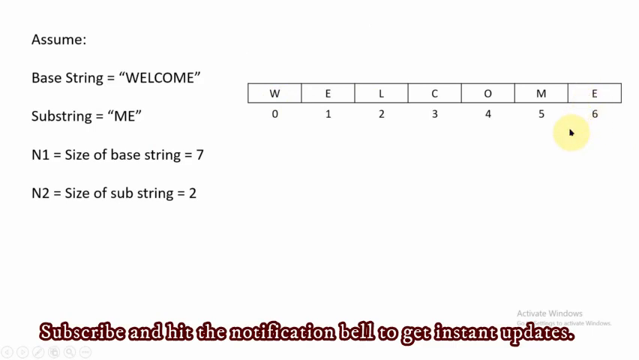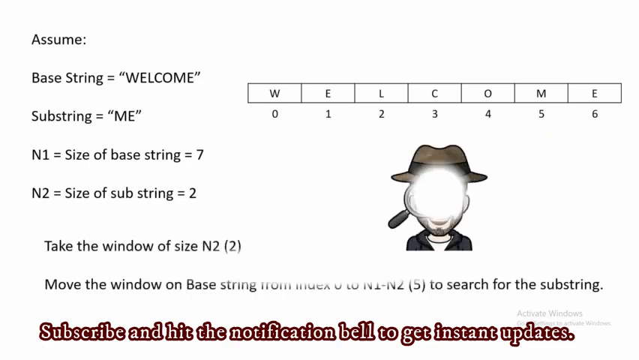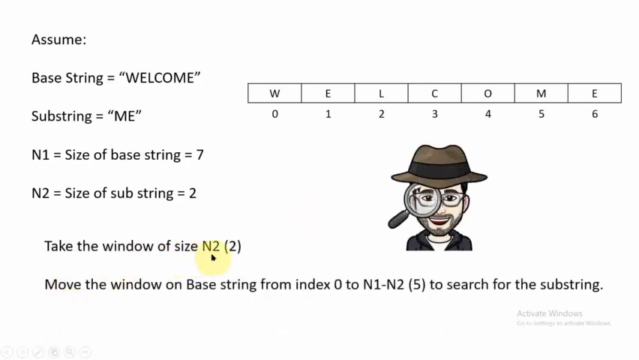Then in order to search for a substring, we need to perform these two things here. First we need to consider a window of size n2, where n2 is nothing but the size of the substring, in our case 2. By considering that window, we need to scan our substring. As a next step, we have to move our window on the base string from index 0 to n1 minus n2. First we place our window at index 0, and then we compare the string under that window and the substring.